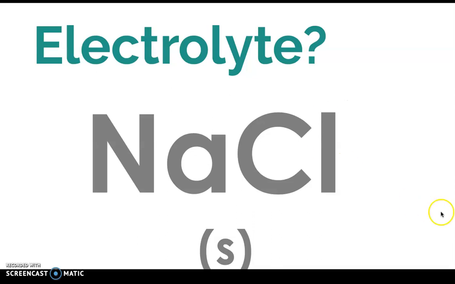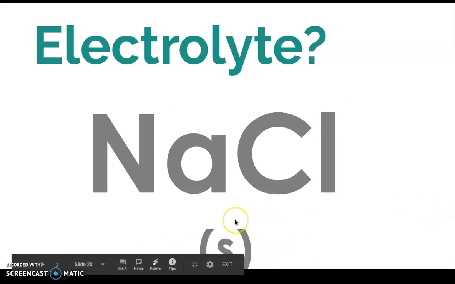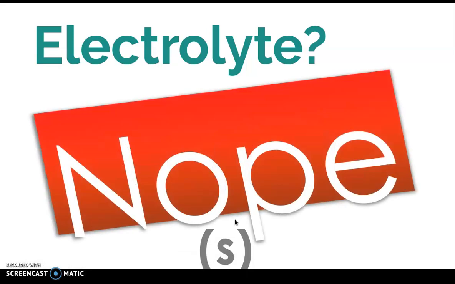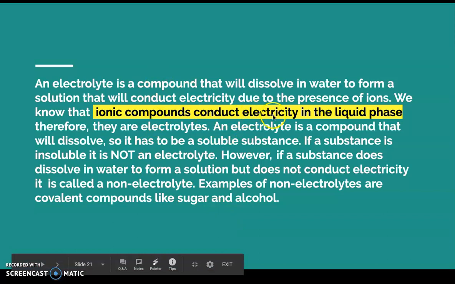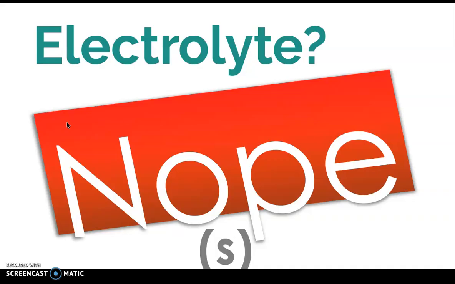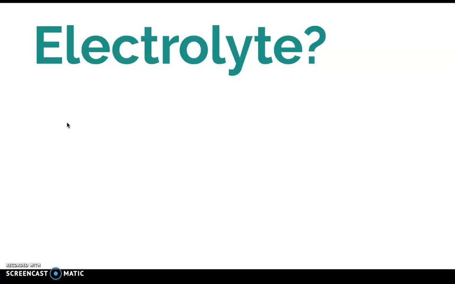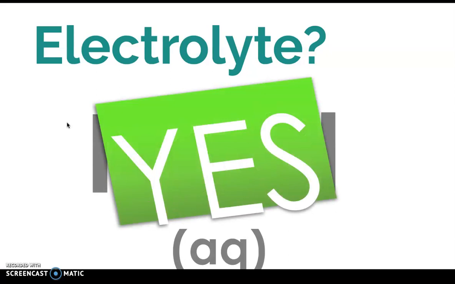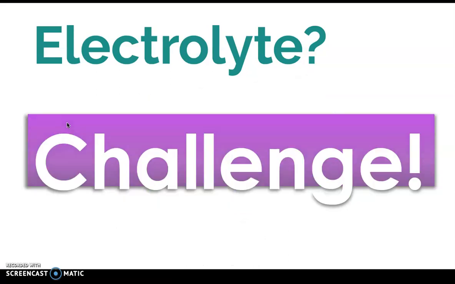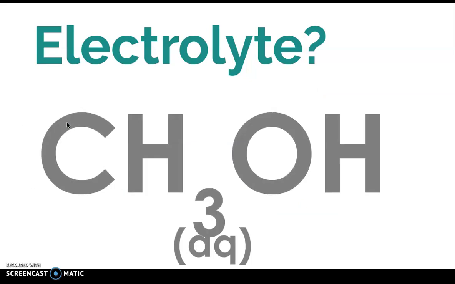Our next example, NaCl. This is a tricky one. It's in the solid form. Yes, this is an ionic compound, but it's in the solid form, so this will not be an electrolyte. Remember from earlier, ionic compounds conduct electricity in the liquid phase. So those are electrolytes. This was in the solid phase, so it's not an electrolyte. However, NaCl(aq) is an electrolyte because it is in the liquid phase. It's a solution.